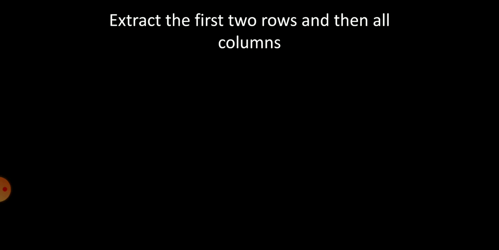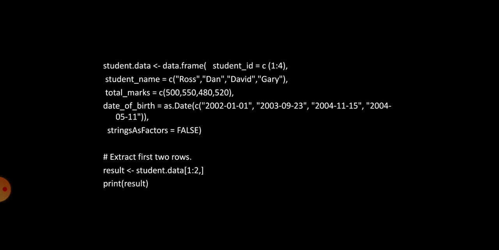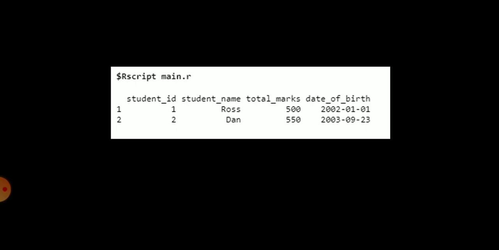If you want to extract only 2 rows and all the columns of a particular data frame, this is how you will do it. You will specify the range 1 to 2 and a comma and you will leave it blank, then it will take all the columns. This is the output.